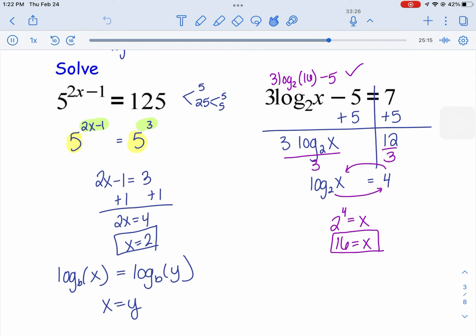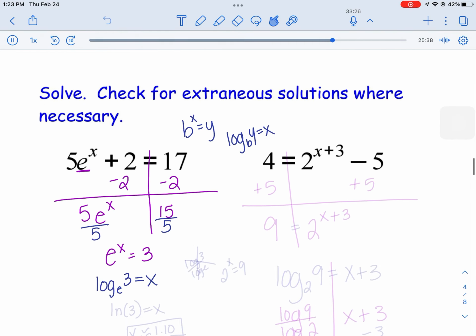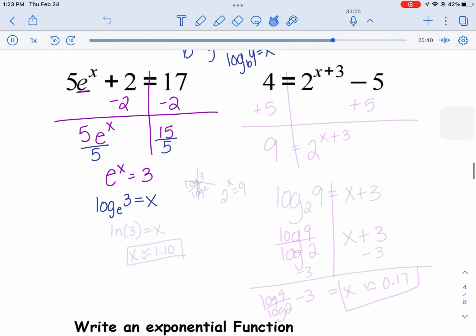Then you need to change it back to log. So if you have b to the x equals y, then that's log base b of y equals x. It's the same thing I've written a few times. So this would be log base e, and then you would take log base e of 3 equals x. But what is log base e of 3? What is log base e?